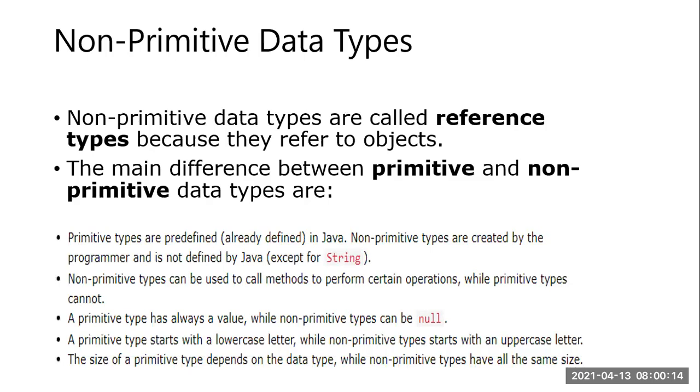Next, the details of non-primitive data types. Non-primitive data types or reference types, same thing. With a reference type, we create a reference like an object, and with this reference itself we access it. All these objects refer to this reference. These are the main differences between primitive and non-primitive data types. Primitive data types are predefined, already defined.